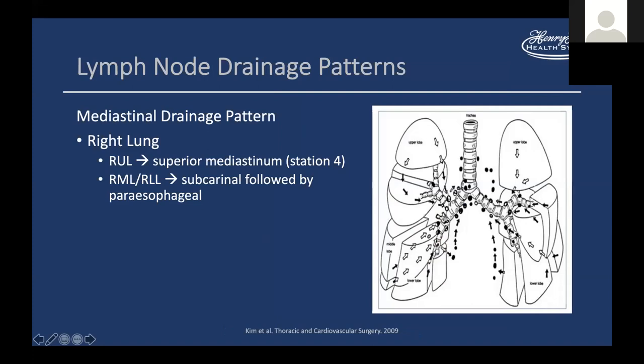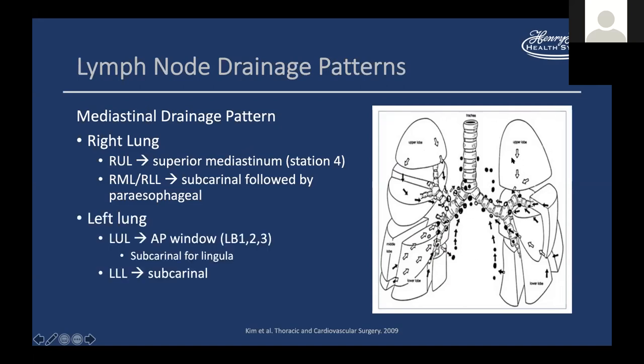So each lung and lobe is most likely to drain to a certain lymph node first, and that's something to think about when you are staging a patient with lung cancer. For instance, the right upper lobe will certainly drain to its hilar lymph node first, but from there it's likely to go to your superior mediastinal node, or your station 4, whereas your right middle and right lower lobe, again, go to their hilar node first, but then the next place they're likely to drain to is the subcarinal space, followed by your paraesophageals.